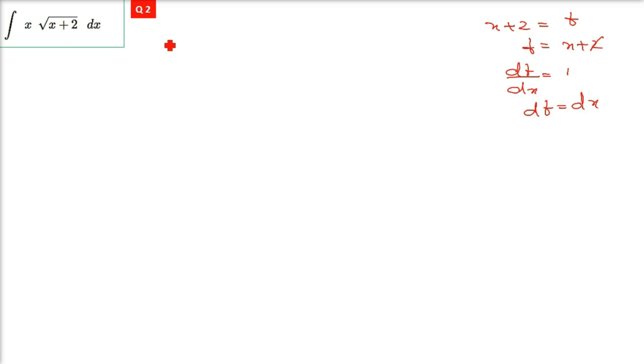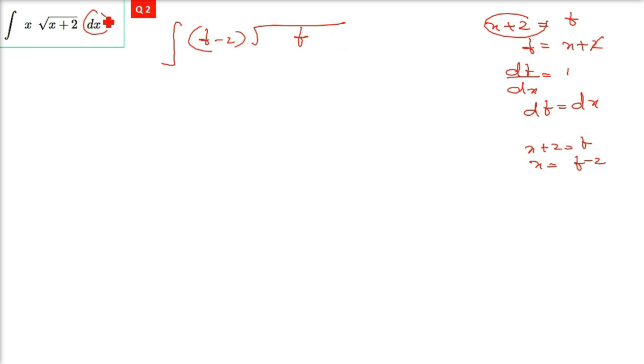Now we need to change it accordingly, because t we have introduced, we need to get rid of x by ourselves only. When we differentiate, we get dt equals dx, but x plus 2 is t, so we have to get x also, so it is t minus 2. Now I'm replacing x by t minus 2 inside under root t only. dx we can just replace by dt, so dt is dx only.